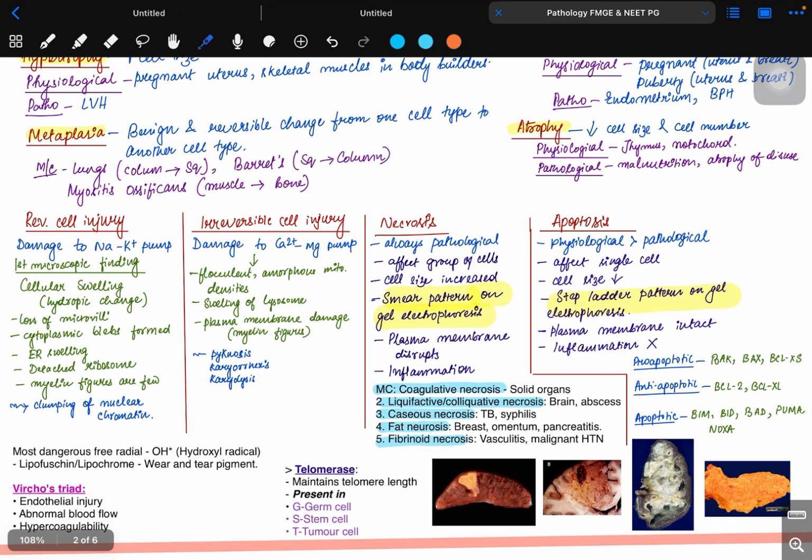What are the pro-apoptotic molecules? It is BAX, BAK. Anti-apoptotic are the BCL2, BCLXL, and the BH3-only proteins are BIM, BID, BAD, PUMA, and NOXA.